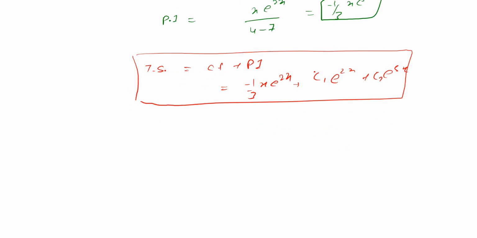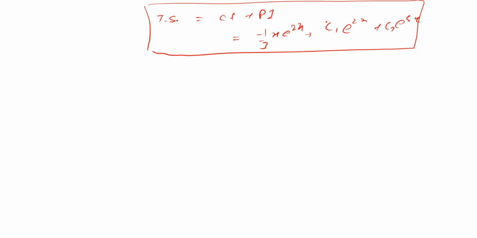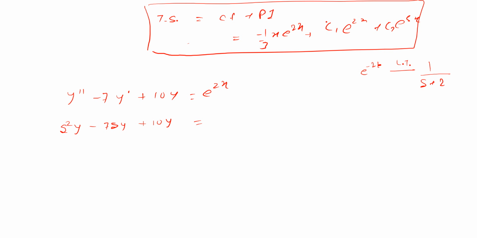Now if you do it using the Laplace transform, you can also get the same solution. How do we do this? We have the equation with e^(2x) on the right side. If we take the Laplace transform, we get s^2 Y - 7s Y + 10 Y, and the transform of e^(2t) is 1 upon s minus 2. If you put the value s = 2, then what will happen here?